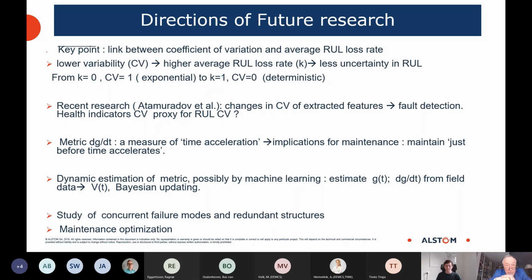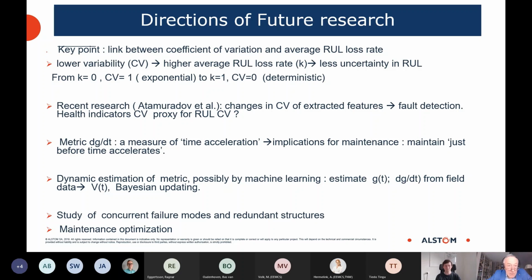And directions for future research, the key point really is the link between the coefficient of variation and the average RUL loss rate. The lower variability, that is the lower coefficient of variation, means the higher RUL loss rate, K, and less uncertainty, more determinism in the RUL. And the two extremes: K equals 0, coefficient of variation 1, it is the exponential, and the opposite extreme, K equals 1, CV equals 0, it is deterministic.